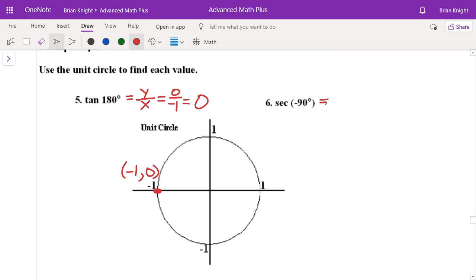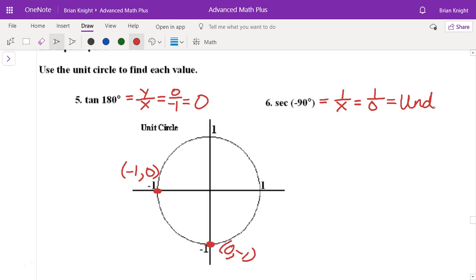Secant of negative 90. Where is negative 90 degrees at? At the bottom. So what's its point? 0, negative 1. Make sure if you name it wrong, you're going to get them wrong, okay? So secant is the reciprocal of what? Cosine. So cosine was x, so that means secant must be 1 over x, which is, what's x? 0. 1 over 0 is undefined. Everybody good? Easy enough? That's pretty much all it is.